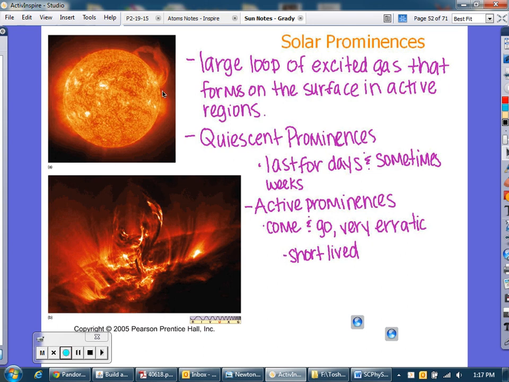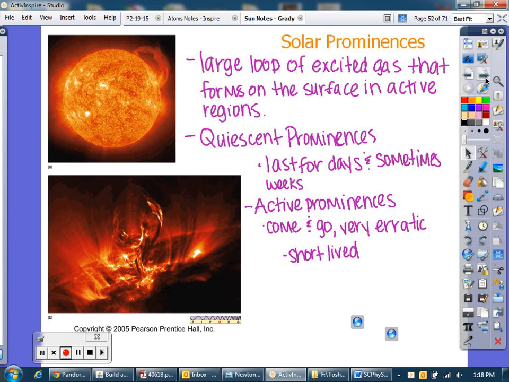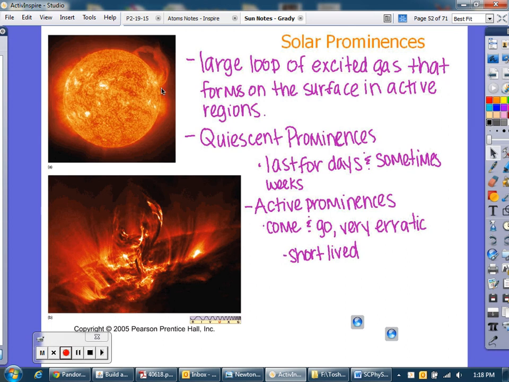You have two different types. You have quiescent and active. Quiescent prominences last for days, sometimes weeks. This was a quiescent prominence that lasted for almost a month. This was on the news and it was quite well documented. Active prominences come and go. They're very erratic, short-lived, and they're typically associated with sunspots. The easiest way to think about prominences is they tend to be loops.